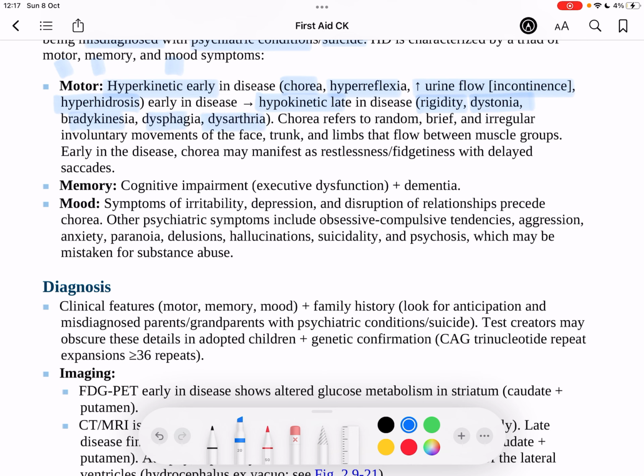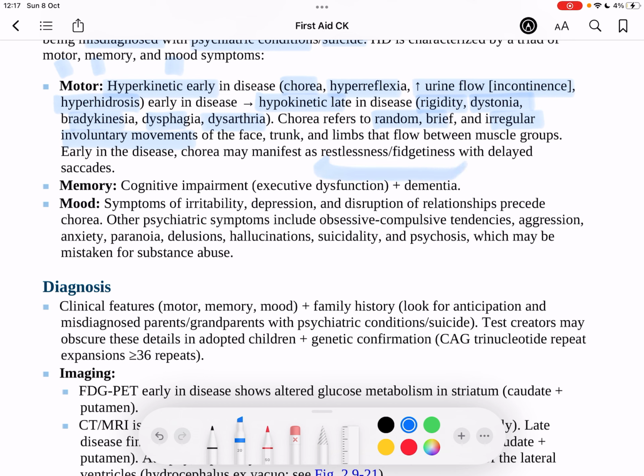Chorea, as I've already mentioned, refers to random, brief, and irregular involuntary movements. This could be in the face, the trunk, and the limbs that flow between muscle groups. It's not isolated to one muscle group. Early in the disease, chorea may manifest as restlessness or fidgeting with delayed saccades. So do look out for that as the presenting complaint.